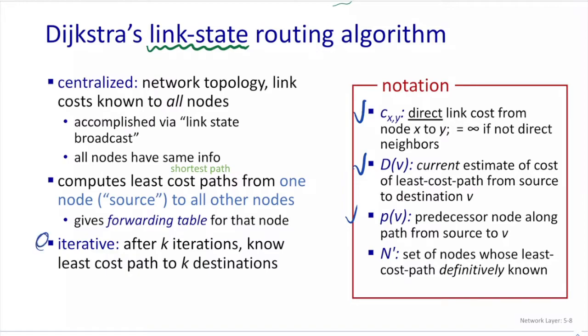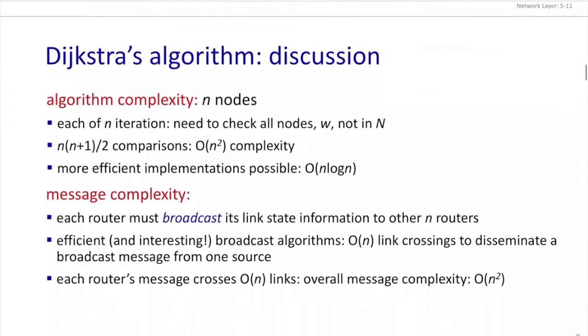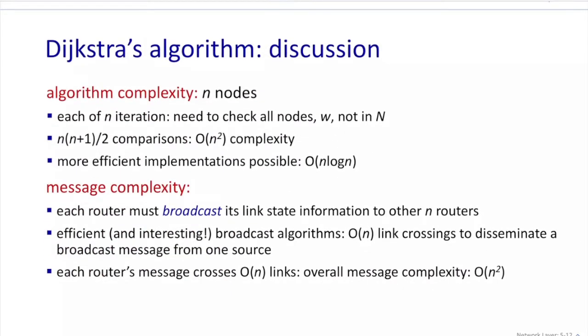Step by step, at the end, all the nodes should be included in N prime. So in this algorithm, we iteratively execute the computation. If you have k nodes, you have to run k iterations, so you know the least cost path to k different destinations. Try to run this algorithm by yourself.